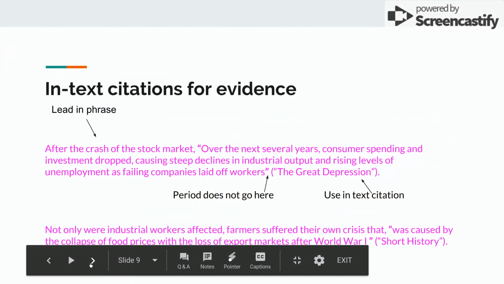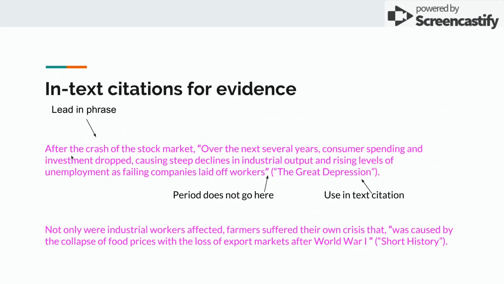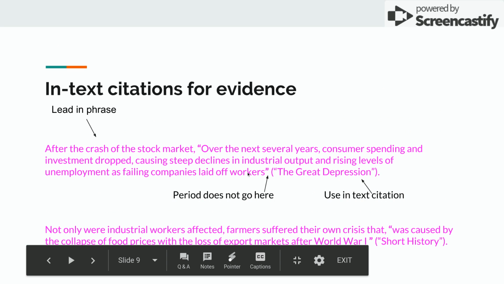As I go to the next one here, in-text citations for evidence. Here's a lead-in phrase. Notice it's not in quotation marks. It is something I create. Then here's my evidence in quotation marks. This is what I took directly from the source, word for word. Notice there's no period here. I have parentheses with my source in them, and my source is the article title, and it's in quotation marks, and my period goes at the end.